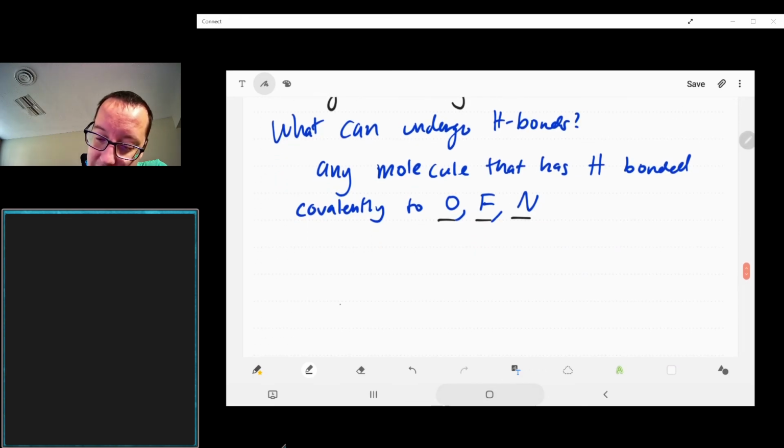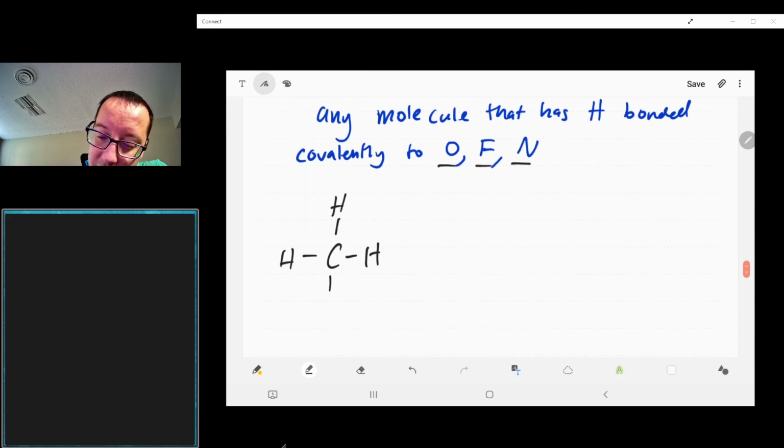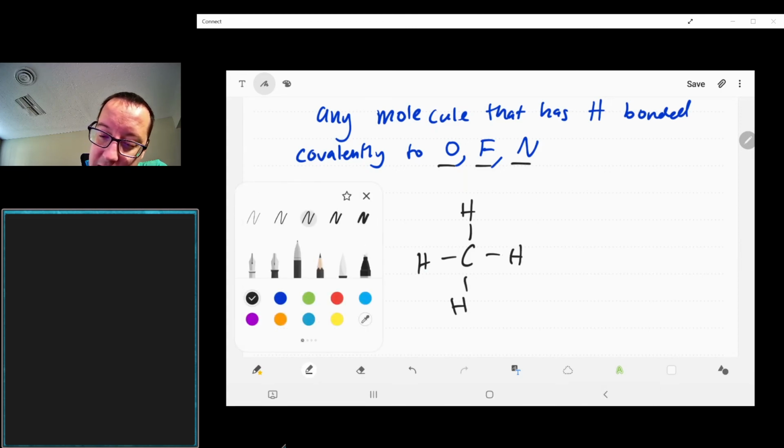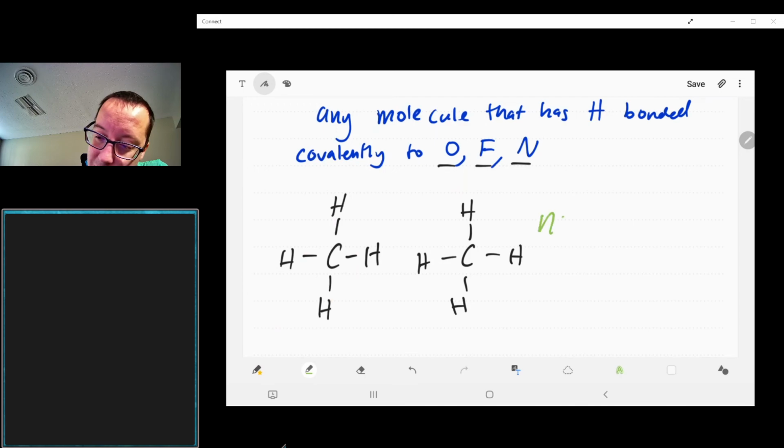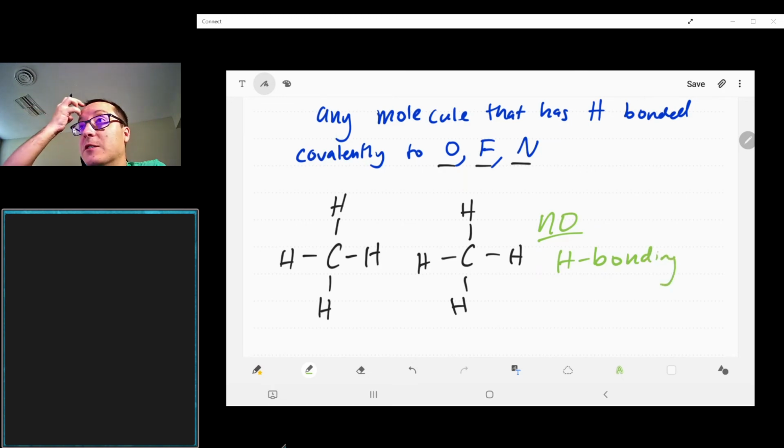So if we look at two methane molecules, we are not going to have hydrogen bonding here for several reasons. First of all, the CH bond is considered non-polar, so you don't even have partial charges to deal with. But also, the hydrogen is on carbon here, so it cannot hydrogen bond.